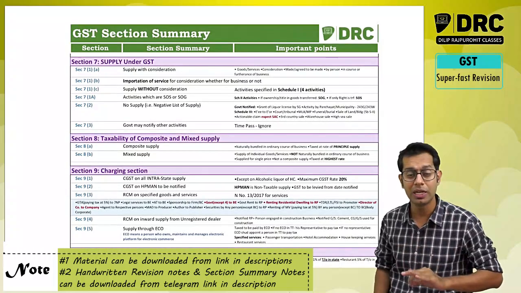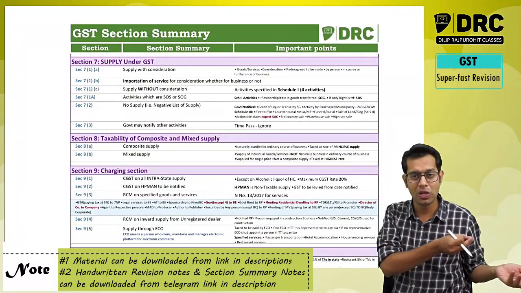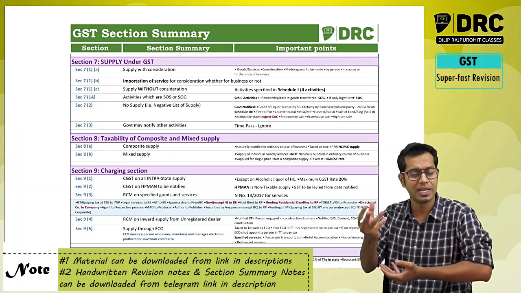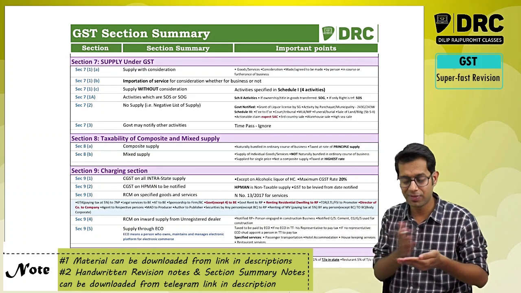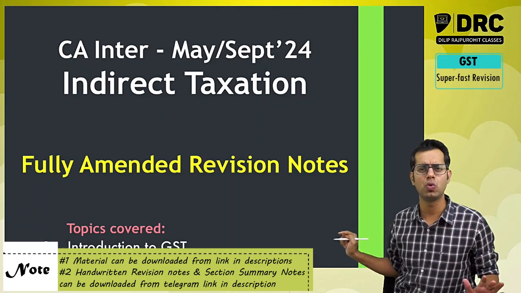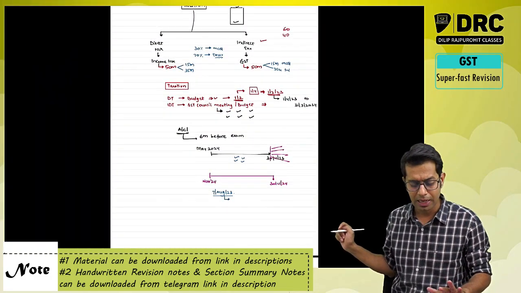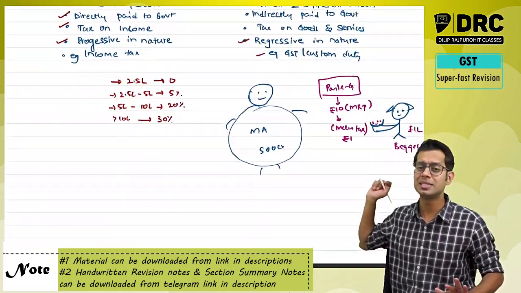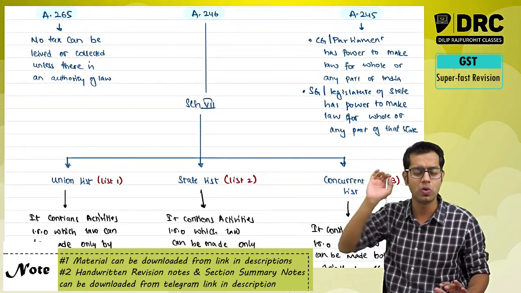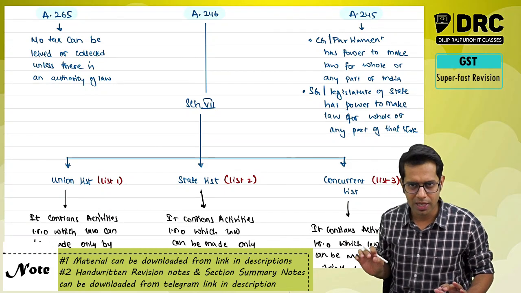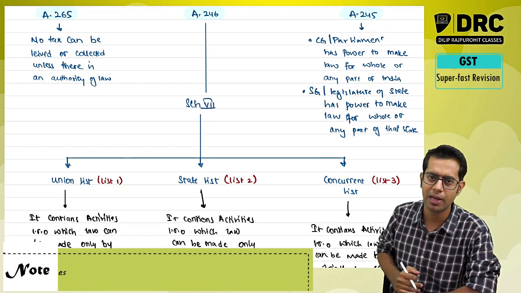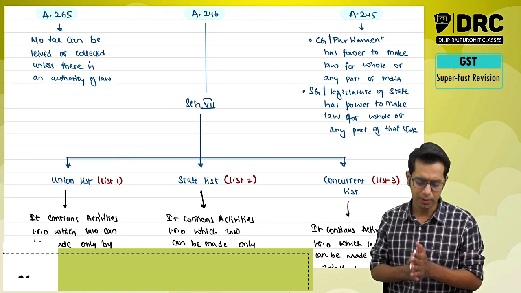You can take a printout of that and keep it in your bag. It will be very handy. You can keep it in your pocket, in your purse, etc. You can check it whenever you feel like revising GST. And there are these handwritten notes, where the entire completely amended syllabus is covered. If you want, you can download these notes along with the section summary notes from my Telegram channel. I will provide the link for the Telegram channel below this video.